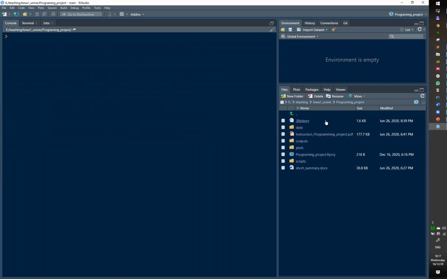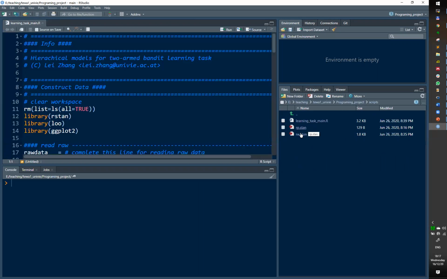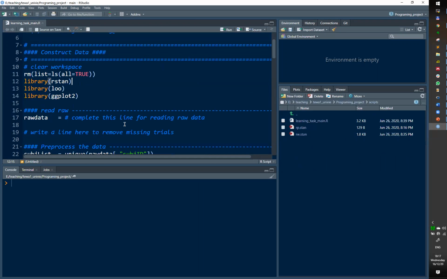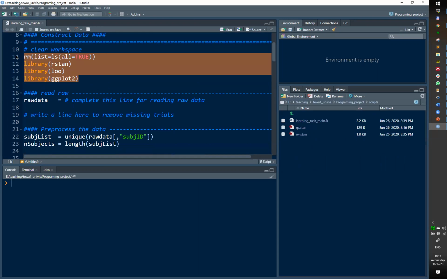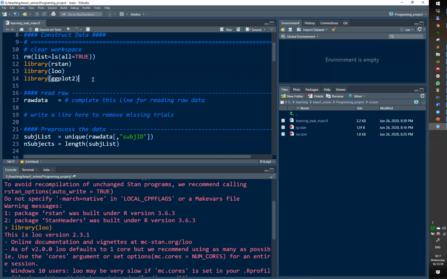What you will observe is that there are multiple folders. The first step is to go to the scripts folder, and there you don't see much. There are only 3 files. One is the main file, the learning task main, and there are 2 step models. First of all, just simply run it. It looks good. It loads the packages and then does the preparations to initialize everything.